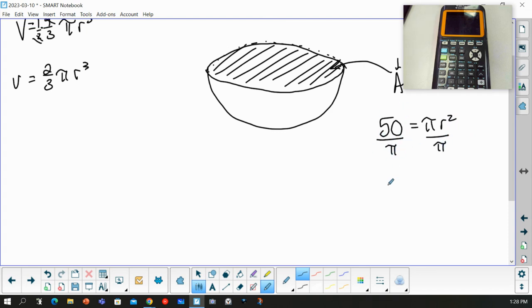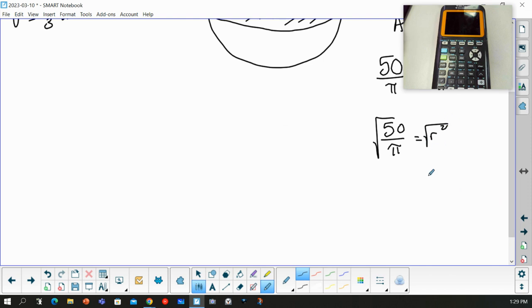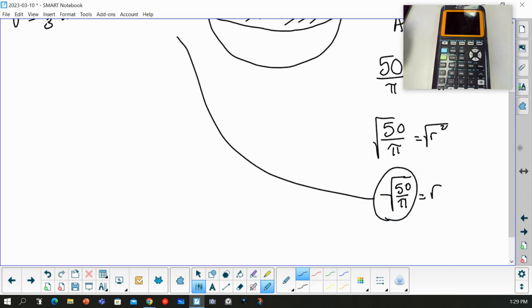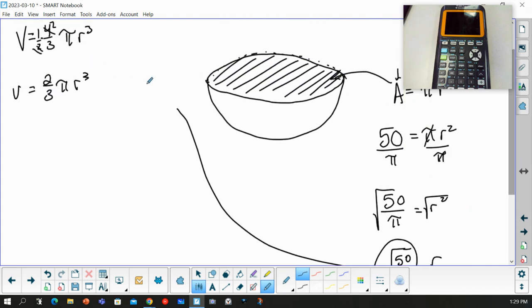Now, I know you want to plug that in your calculator, but I'm going to tell you, just wait. Let's just wait and plug that in at the end. 50 divided by pi equals r squared, right? The pi is canceled. To get rid of the square, we're going to do the square root of both sides. Ooh, you're really going to want to plug that in your calculator. Just wait. Square root of r squared is just r. This side, don't plug it in. Let's just leave it written like this. Okay, 50 divided by pi inside of a square root. This is my radius, and this is what I want to plug in to my formula right here.